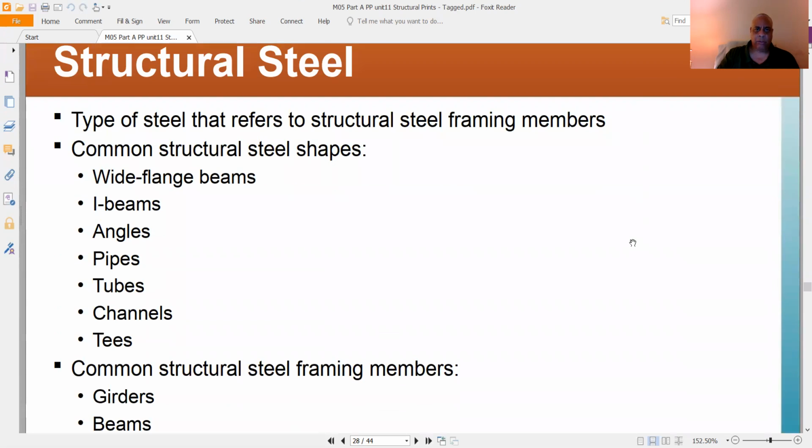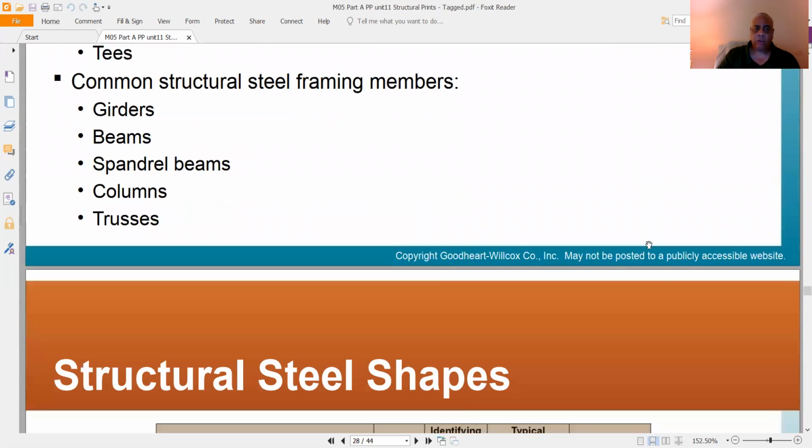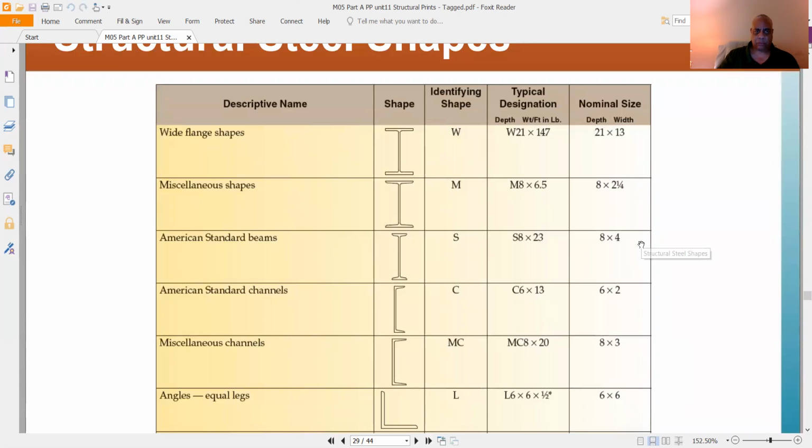Now we get into steel. Steel offers a different type of ornament. And there are different types of steel members like your I-beams, webs, angles, pipes, channels, and T's. Again, common structural steel members are basically girders and beams, spandrel beams, columns, and trusses. You have different structural steel shapes, like what we call your W beam, that's your wide flange beam. Your M beam is miscellaneous. Then you have your C beam, your basic I beam. You have your angle beam, which is your L beam, and you have your miscellaneous channel.